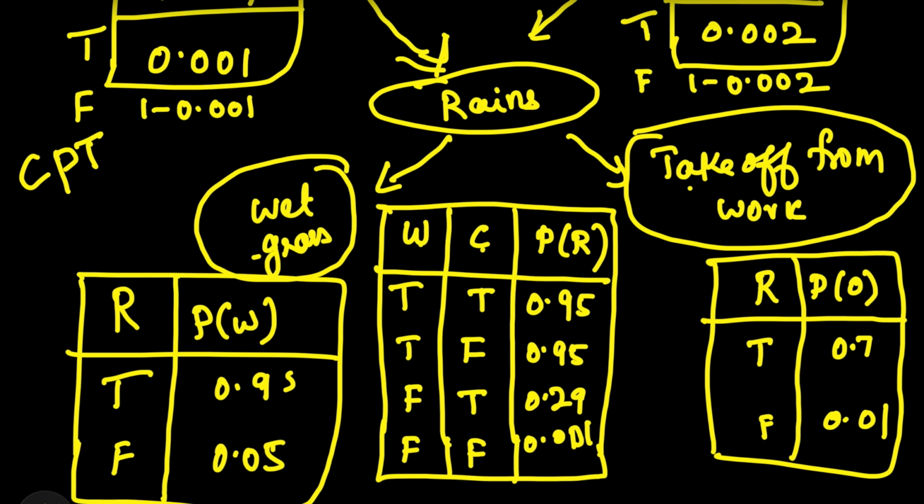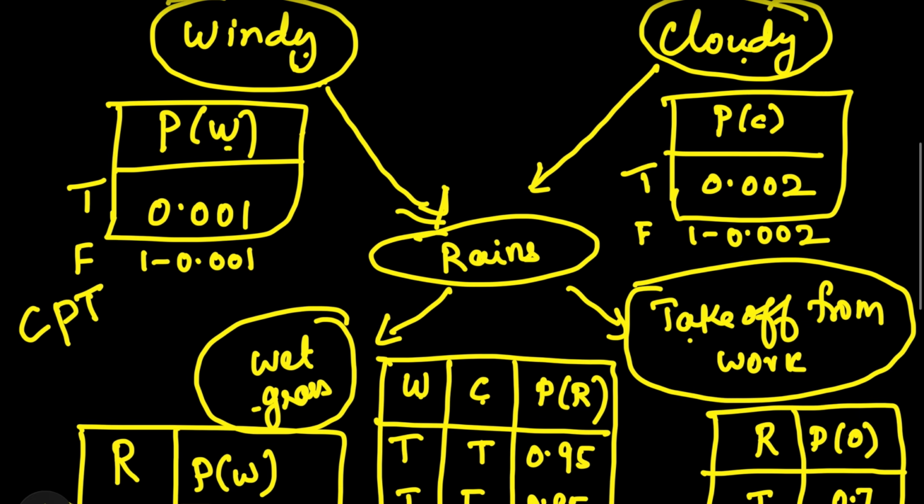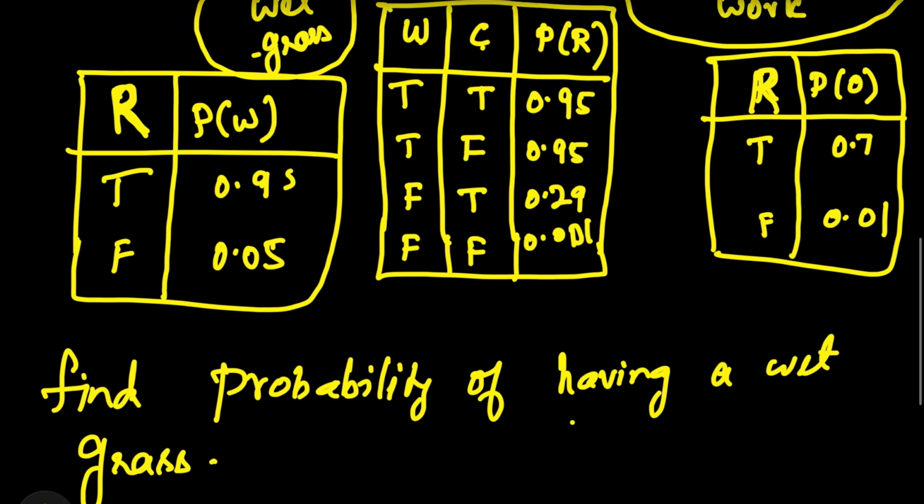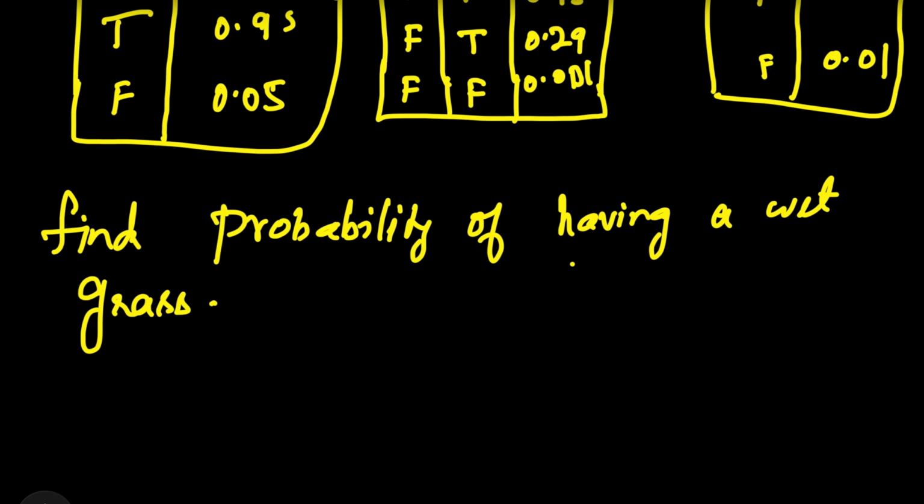Similarly, for wet grass we have one parent node, that is rain, a direct parent node. Windy and cloudy are indirect parents of wet grass, but we consider only the direct parent, which is rain. So R is written here. We have true and false, and for the probability of W we have given values for true and false. Similarly, we have take off from work, for which rain is the dependent variable. So we have taken rain in the CPT table, and the probability of take off is 0.74 for true and 0.01 for false. This is how a CPT table will be drawn for each and every feature.